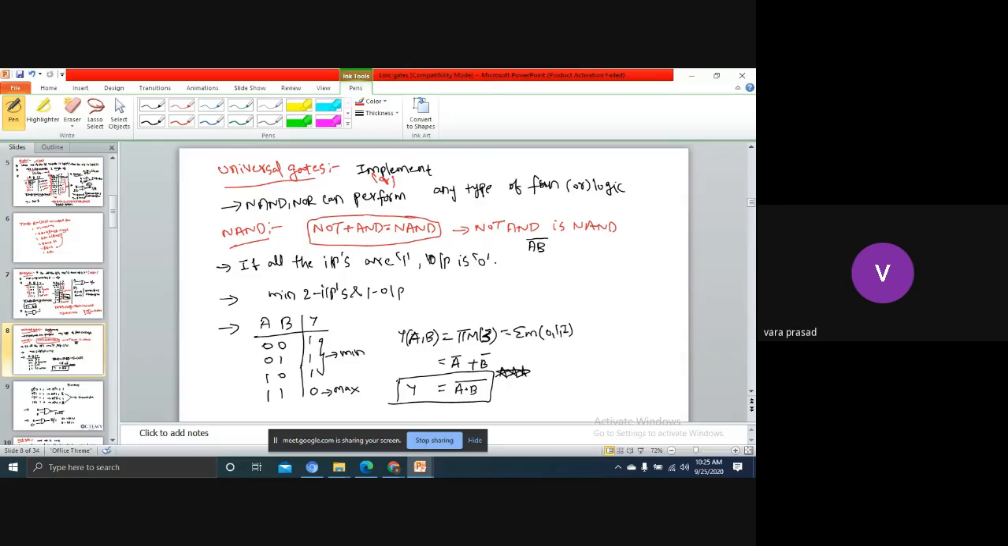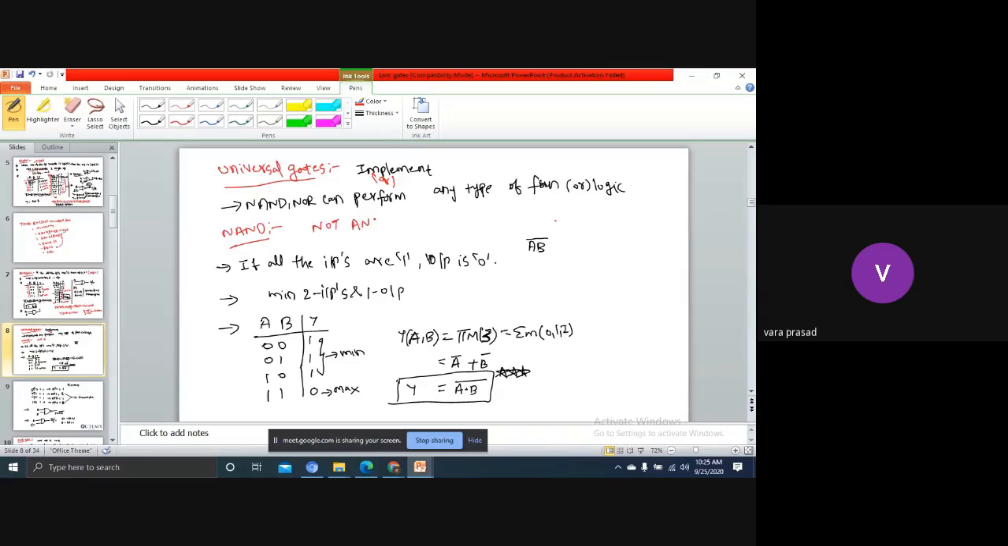Okay. Now universal gates. First one we are going to discuss is NAND. In the name itself, if you observe here, NOT plus AND is nothing but NAND. Okay, or else if I write plus, you will get confused. I can write it in a simple way. Not AND is NAND. Simply I can call it as not AND is NAND.